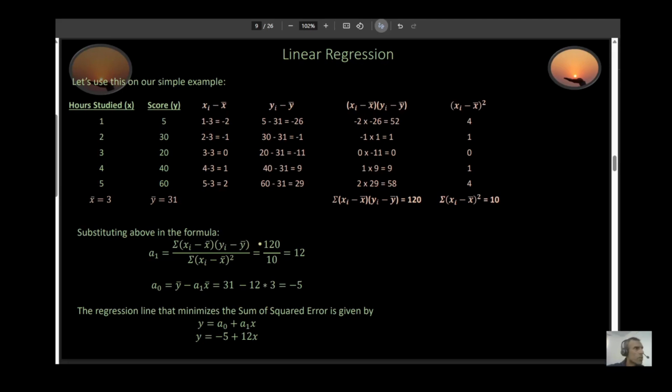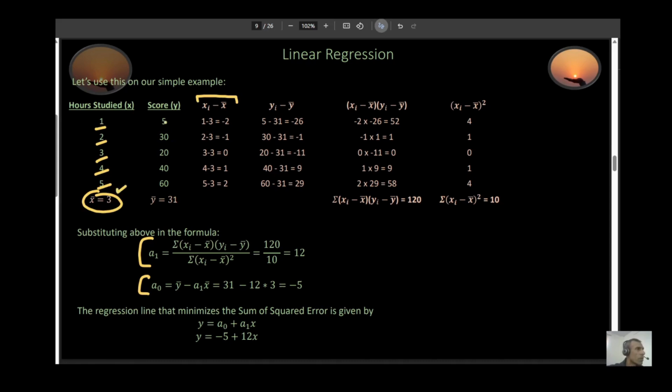So now let's use this on our simple example. First, in order to find my A1 and my A0, I need to know my summation of xi minus x mean times yi minus y mean. So what I'm doing is just calculating each term separately. I calculate my xi minus x mean. So first I calculate my x mean, which comes out to be 3. I'm just taking all the points, 1 plus 2 plus 3 plus 4 plus 5, divided by 5. That gives me my 3.